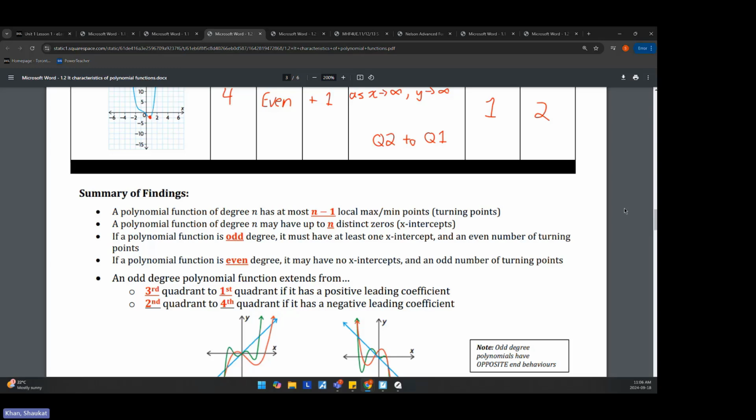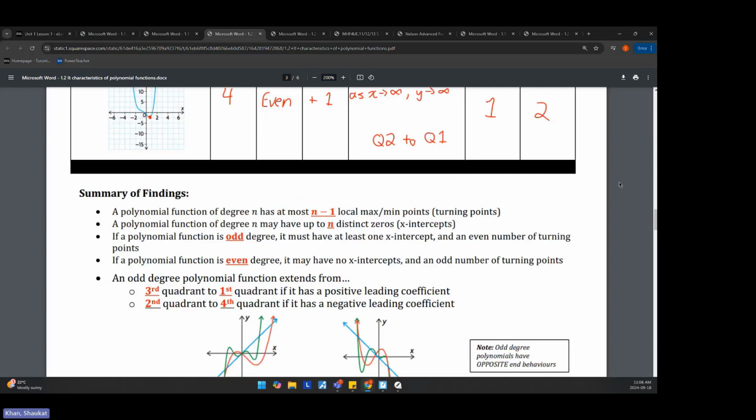But the even number of turning points, that's very important, because an odd degree can only have an even number of turning points. So if it has a single turning point and a single x-intercept, then by definition it has to be even because of the even number of turning points. And we're going to get into examples like that, so I'm kind of getting ahead of myself.